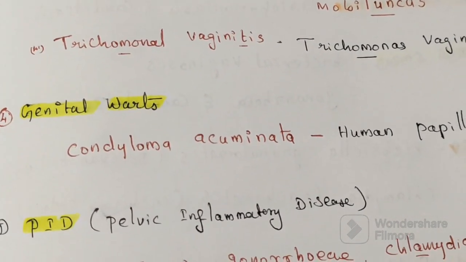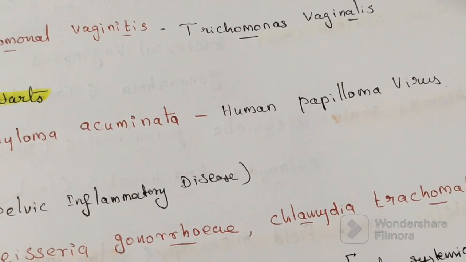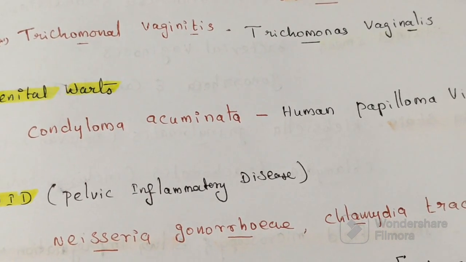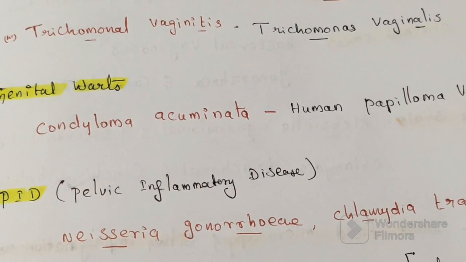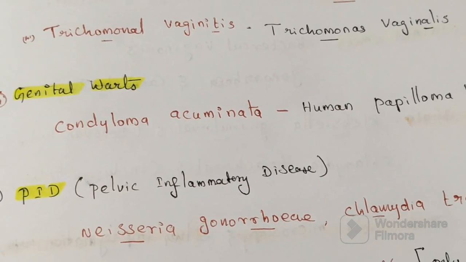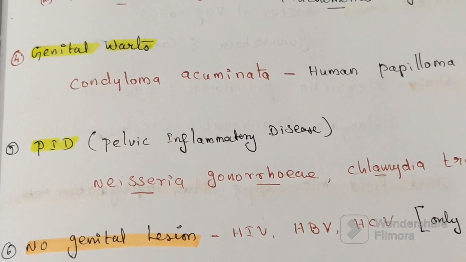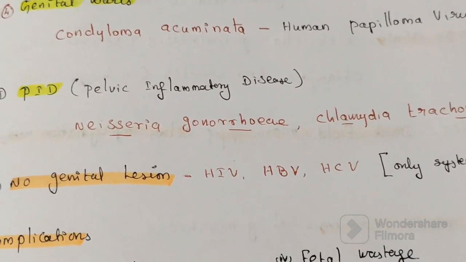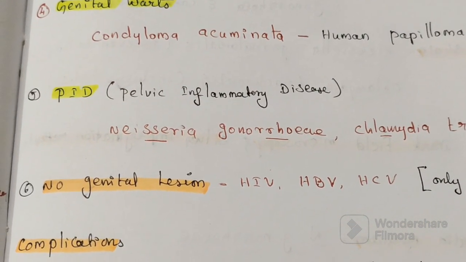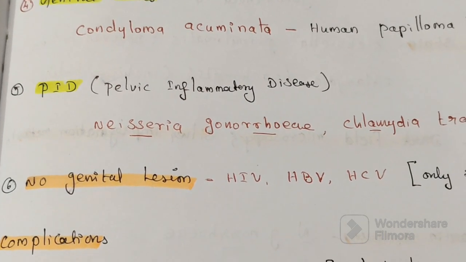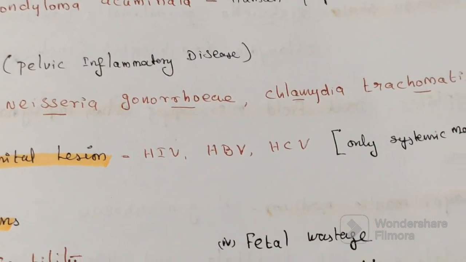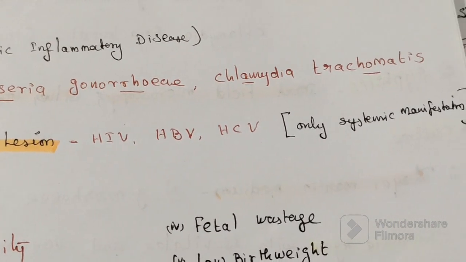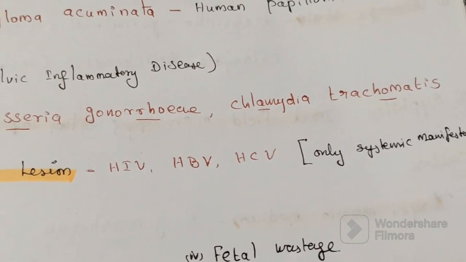Next, genital warts are caused by the human papilloma virus, condyloma acuminata, causing genital lesions. Then pelvic inflammatory disease is caused by Neisseria gonorrhoeae and chlamydia. Other than that, some STDs with no genital lesion are caused by HIV, hepatitis B virus and C virus. These have systemic manifestations only.